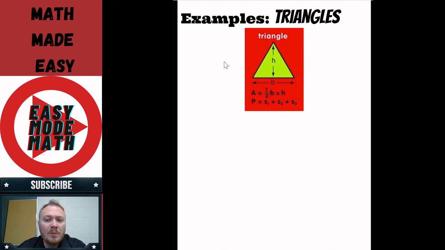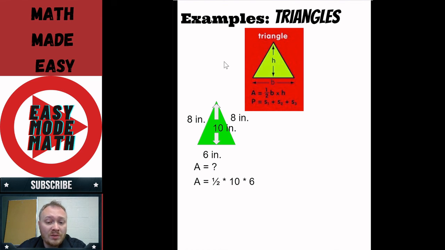All right, so examples of triangles. Let's take a look at this triangle here with a height of 10, two side lengths of 8, as well as another length of 6. We're going to find the area. And for this one, we're taking the 1/2, which is always in the formula, the height of 10, and the base of 6, and that would give us 30 inches squared.